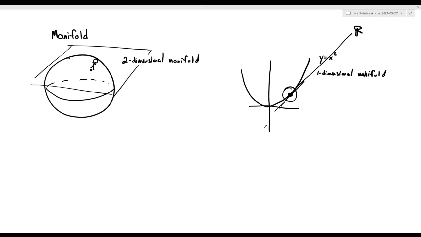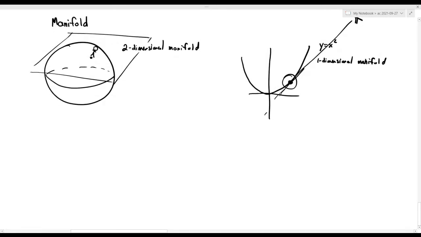Now, another thing to notice is that here this is quite obvious, but here we can think of y as a function of x, yeah? Y is a function of x.